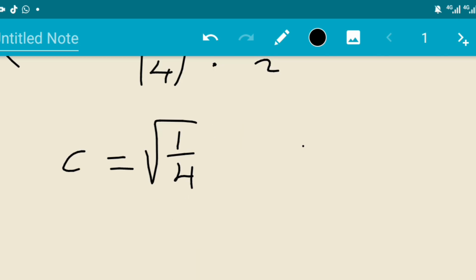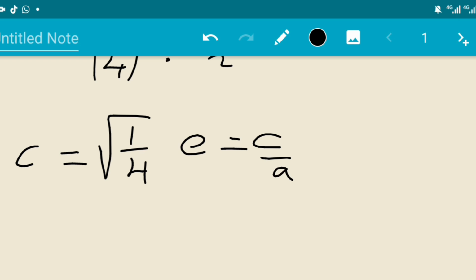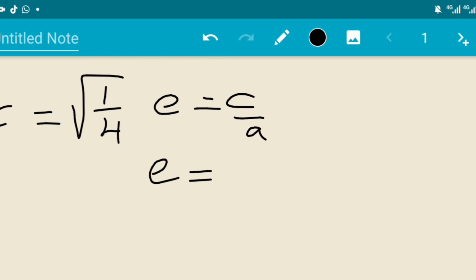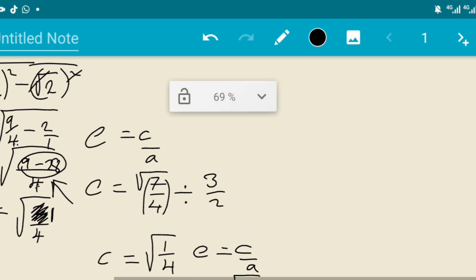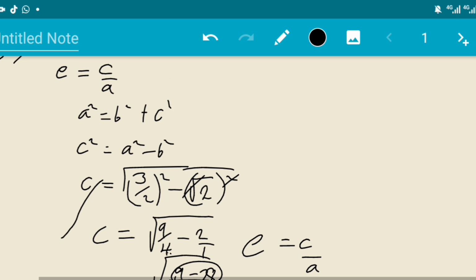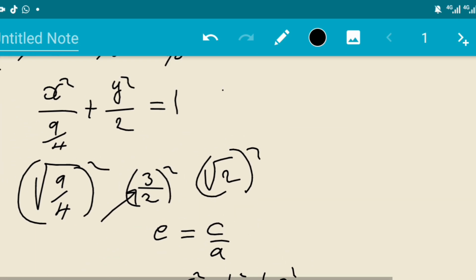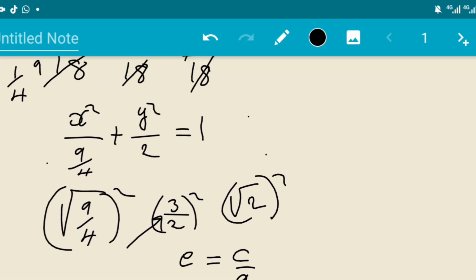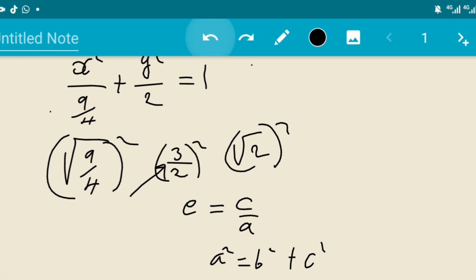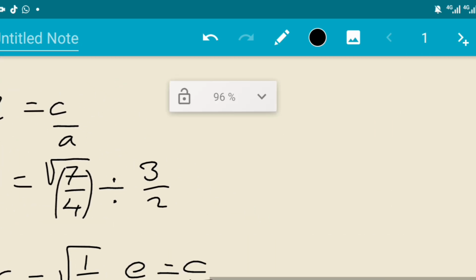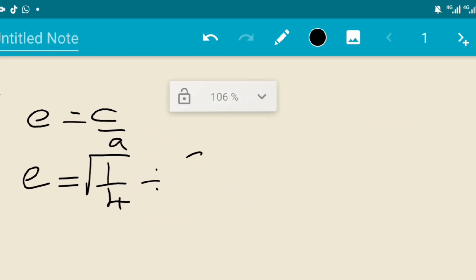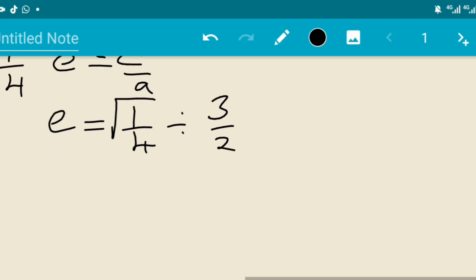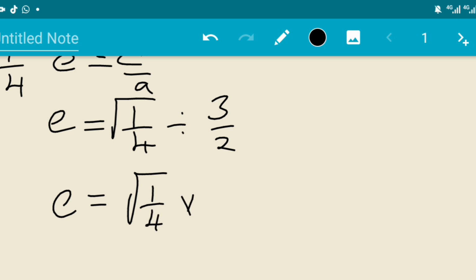So eccentricity is equal to c over a. What is c? The root of 7 over 4 divided by a. What is our a? Our a is this, which we found here, which is 3 over 2. So divided by what? By 3 over 2. So because we're dividing by a fraction, e is going to be the root of 7 over 4 times 3 over what? 2.